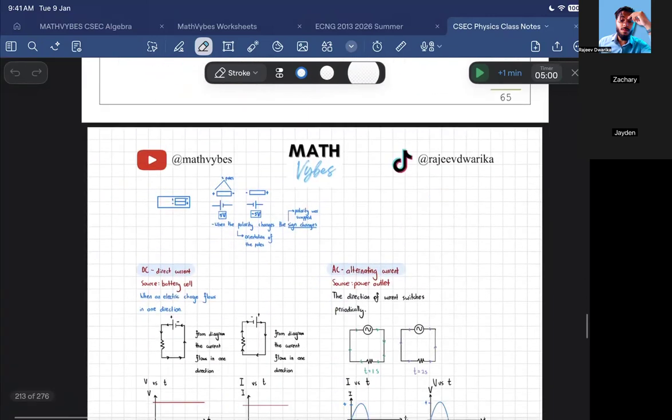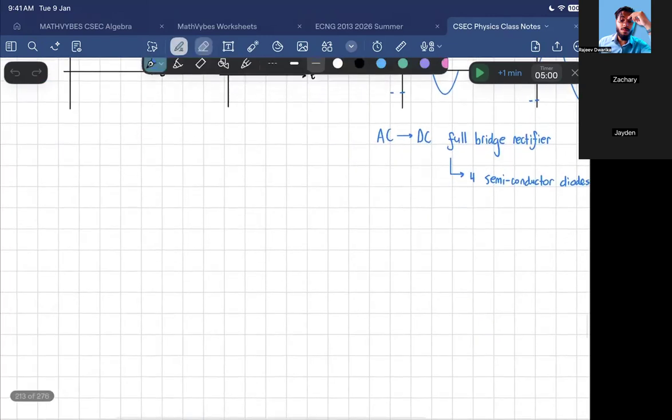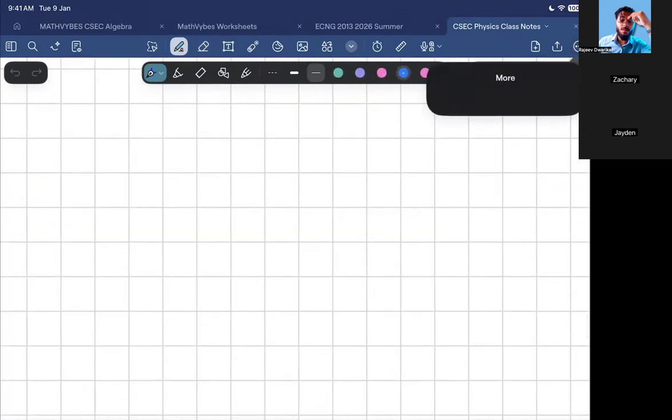So Zachary, I do want you to say that a transformer transforms the voltage. So a transformer either steps up the voltage or steps down the voltage. A diode is what actually does the conversion. I really need to explain that to you, so let me show you how that works.